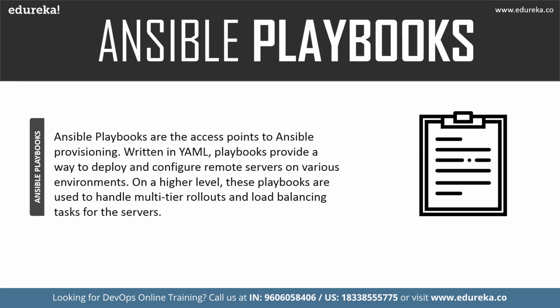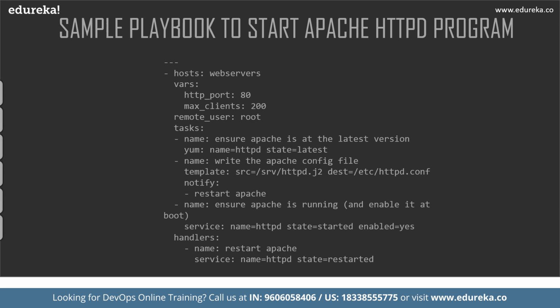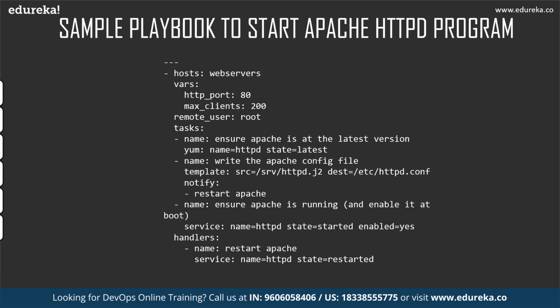Since I've told you about Ansible Playbooks, let me consider a sample playbook to make you understand better. The sample playbook that I'm going to consider is to start the Apache HTTPD program. As you can see on my screen, every Ansible YAML file starts with 3 dashes in the beginning. Those 3 dashes represent that it's a YAML file. For nearly every YAML file, your file starts with a list. And each item in the list is a list of key value pairs, commonly called a hash or a dictionary.